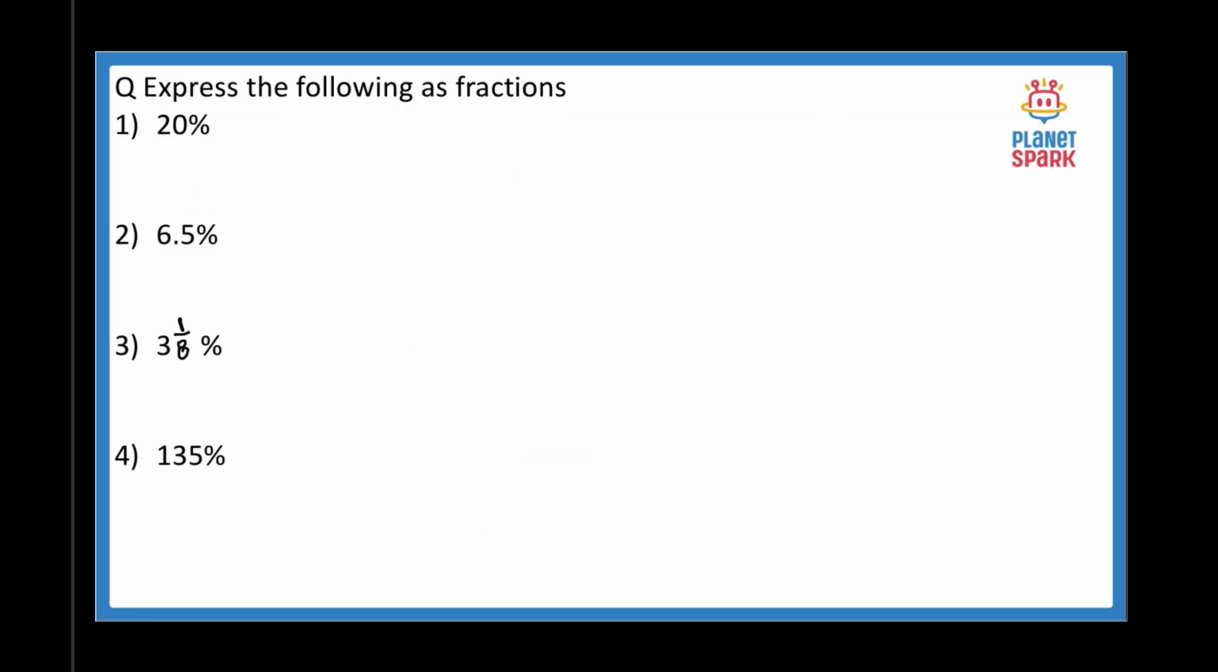If I give you the question that you have to express the following as fractions, first part is 20%. 20% will mean 20 upon 100. Just remember to convert percentage to fraction, simply divide by 100. In the simplest form it will become 1 by 5. 6.5% will be converted to fraction as 6.5 upon 100. If I remove the decimal, it will become 65 upon 1000. Further simplifying it, we'll get 13 over 200. We are reducing it into the simplest form over here.